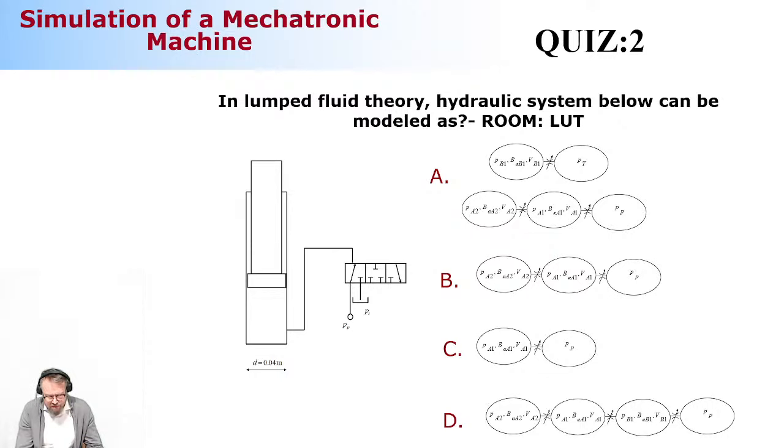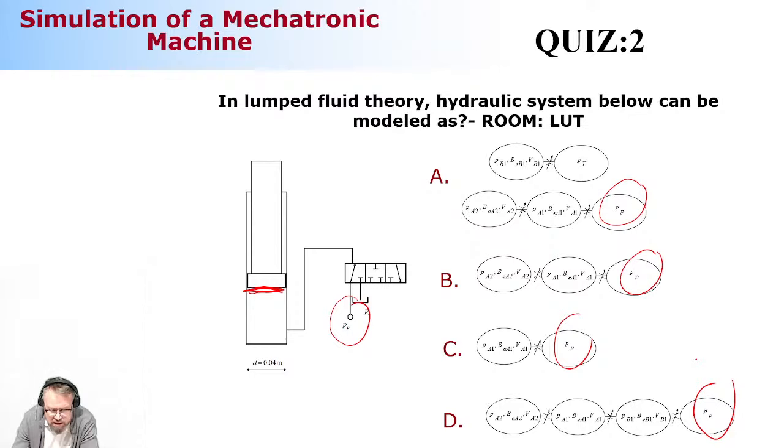Okay, this may be too difficult for you, but let me see. In lumped fluid theory, the hydraulic system below can be modeled as, you know, this is a one-way cylinder. So this cylinder can be pressurized only on the piston side, not on the piston rod side. Okay, so the question is, which one of the many options is the correct way to model it? There's a pressure source here, which is the one mentioned here. And then there is a direction valve, which will introduce some pressure losses. But how many differential equations do you need after that? Do you need to take this other line into account? Which is not the case. I said already. Okay, so another in-class quiz.